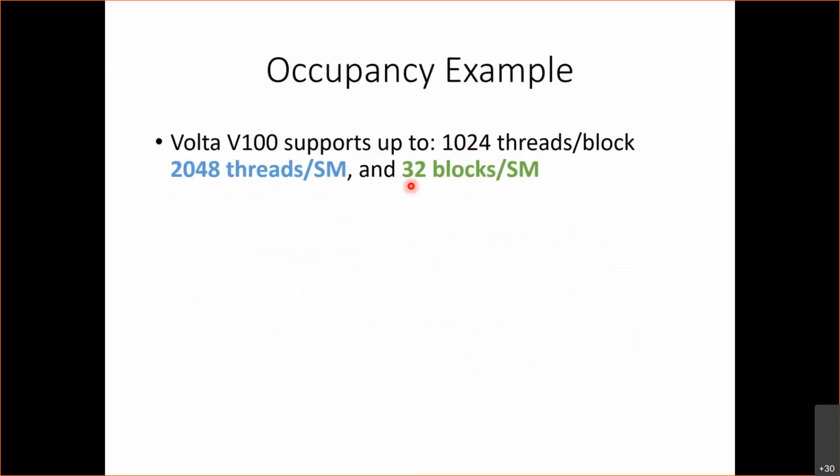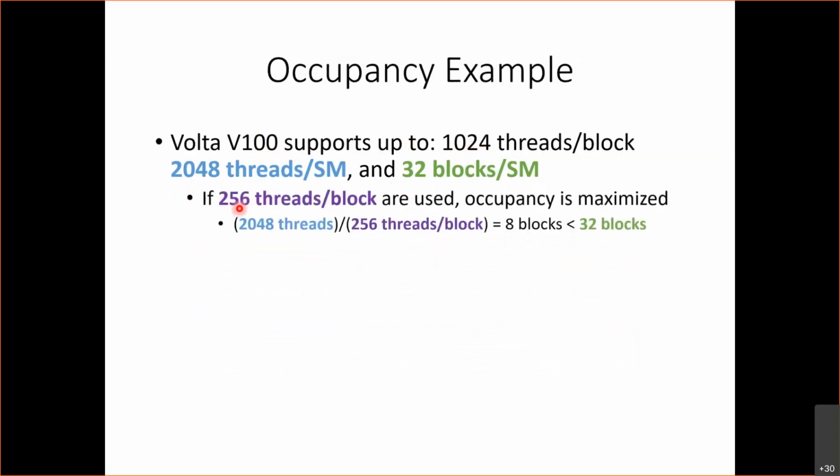If I select a block size of 256, so if I configure my kernel to have 256 threads per block, then in this case my occupancy is maximized, because to fully utilize the 2048 threads in the SM, I need 8 blocks. 2048 divided by 256 is 8. So 8 blocks is less than 32 blocks, and therefore I can fully utilize my SM. I'm not limited by the number of blocks.